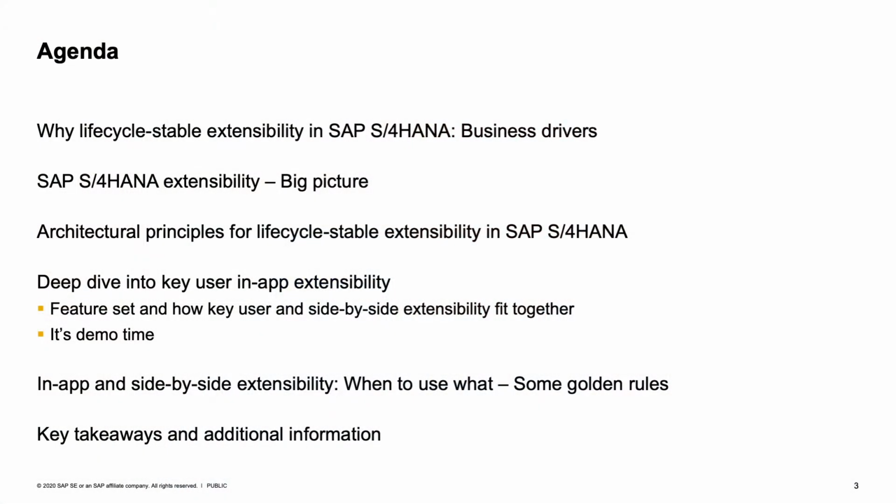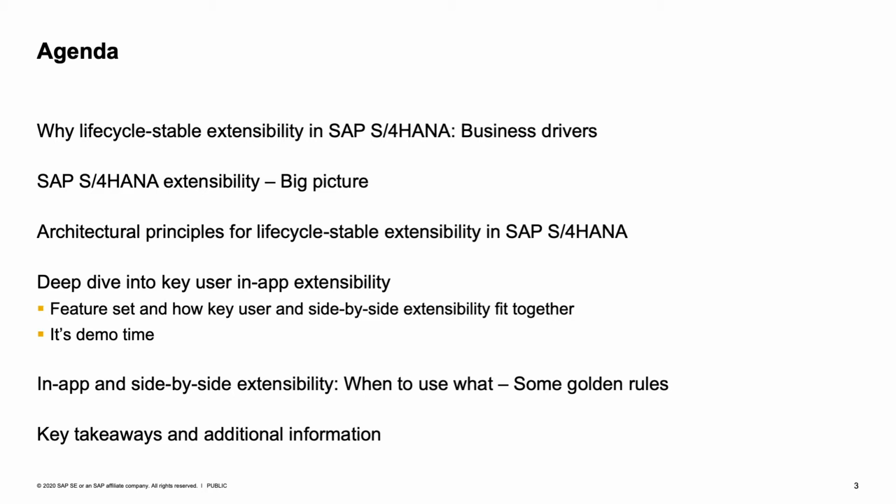Now let's have a look at the goals of this session. There are two of them. Goal number one is how does S/4HANA extensibility look like? The two flavors, in-app and side-by-side extensibility, and how they work together and when to use what. And the second goal is we will have a look into the details of in-app extensibility, and at the end of the session, you know how it feels to do in-app extensibility and what you can do with in-app extensibility.